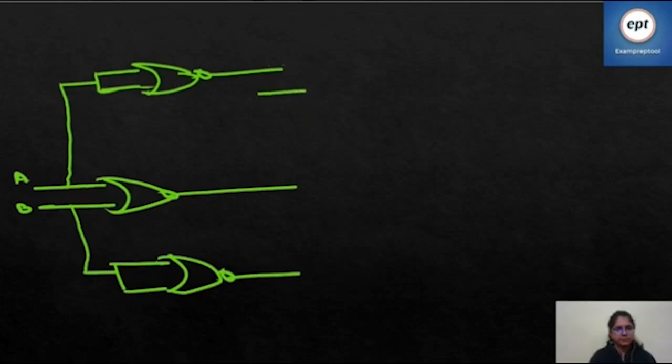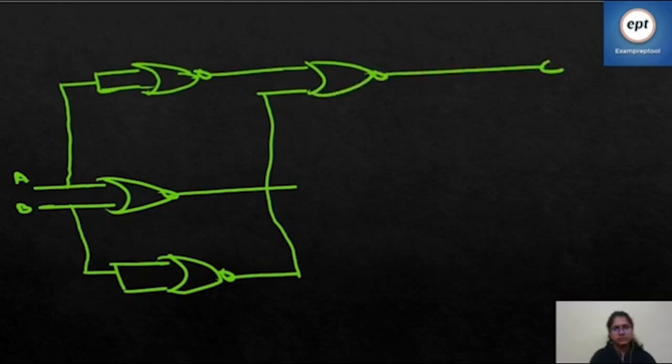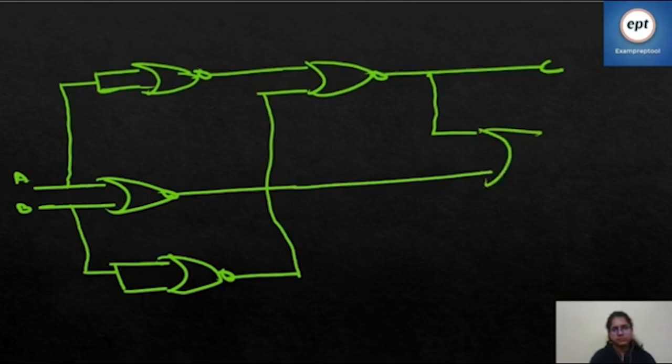Now from this we will take one input like this, and we'll again make one NOR. This will be the carry we will take. And here the input will be from here. So this is how we will make it.